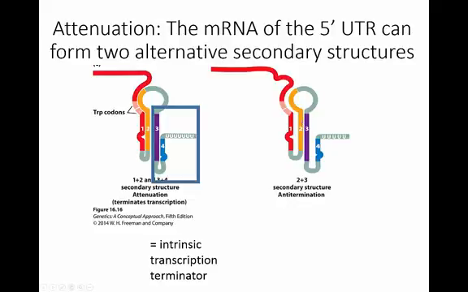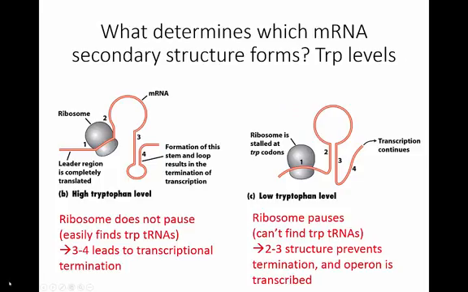In contrast, if the 2 region base pairs with the 3 region, the 3 region is prevented from forming the hairpin loop with the 4 region, and therefore transcription will not terminate and will continue through the whole operon. Now, what really determines which of those secondary structures forms? The ribosome is what determines it.